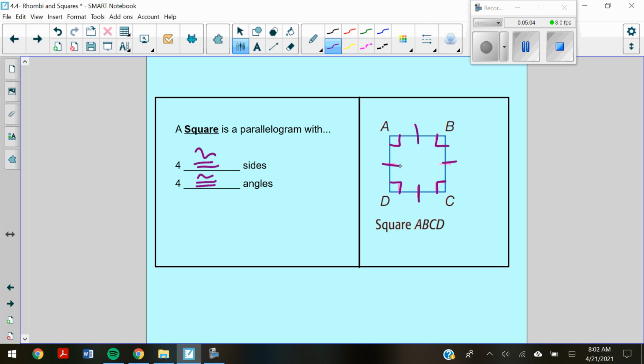The other thing then it means it holds true for all rhombi rules. So what that means is that my diagonals are still going to bisect each other, but they're also going to meet at a 90-degree angle. In a rhombus, they bisect my angles in the corners, and because these angles are all 90, I know that this is a 45-degree angle.